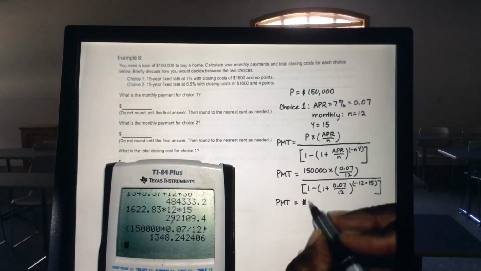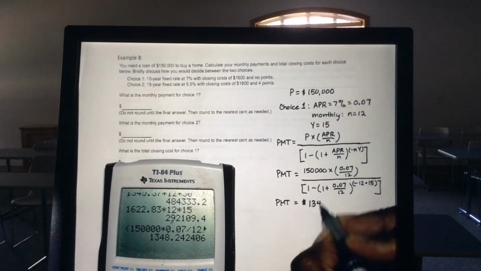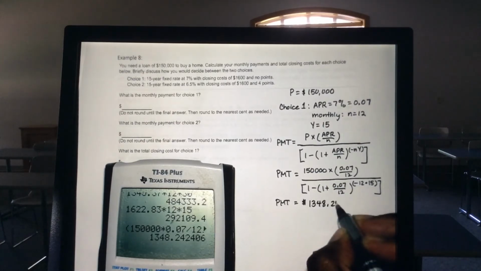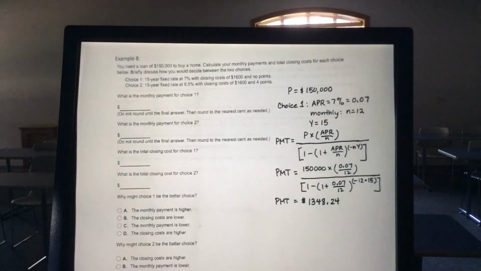To two decimal places, I have $1,348.24. So here, for choice 1, the monthly payment will be $1,348.24.